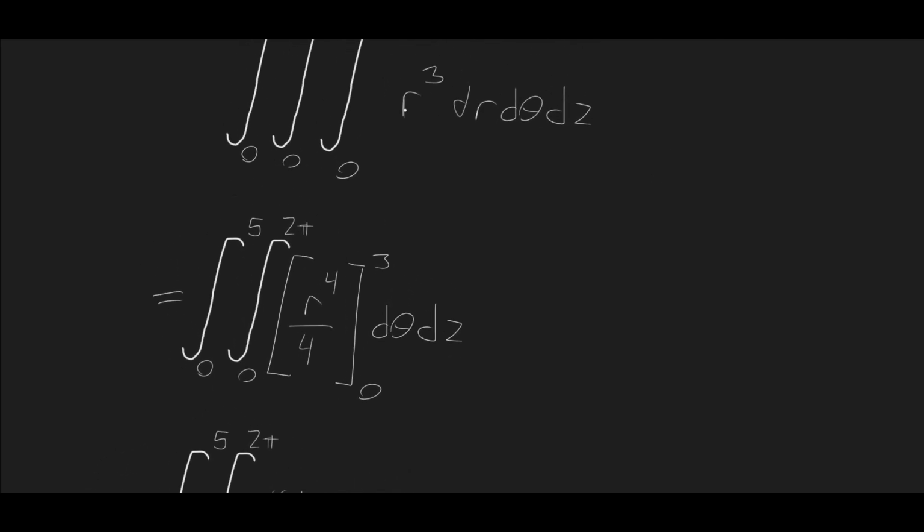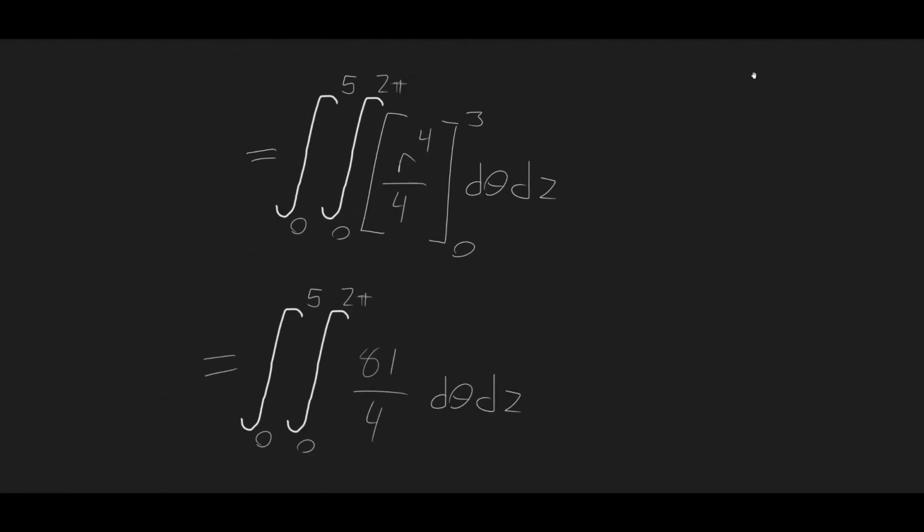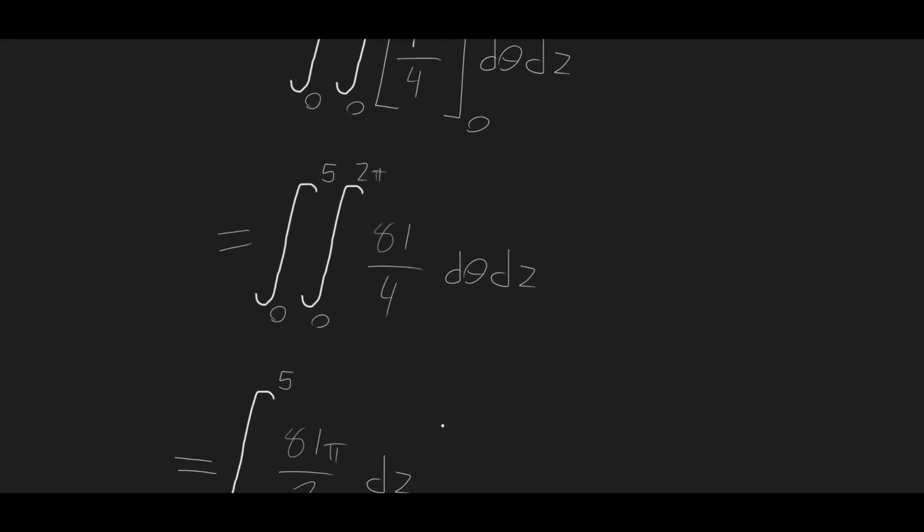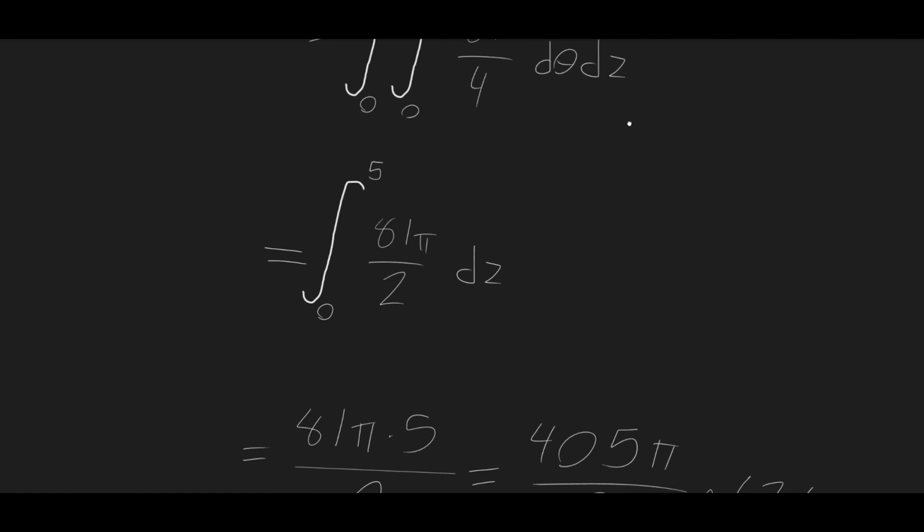The integral of r cubed is r to the power 4 over 4 from 0 to 3, and that's going to equal 81 over 4. When we take the integral with respect to theta, the integral of 81 over 4 is 81 over 4 times theta, and theta goes from 0 to 2 pi. So it's 81 over 4 times 2 pi, or just 81 pi over 2.